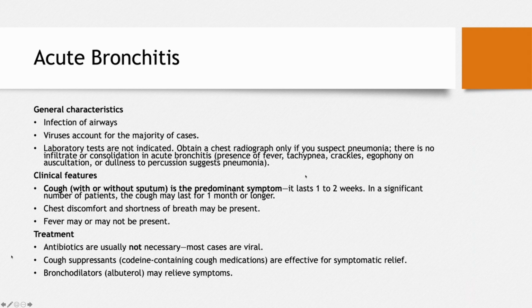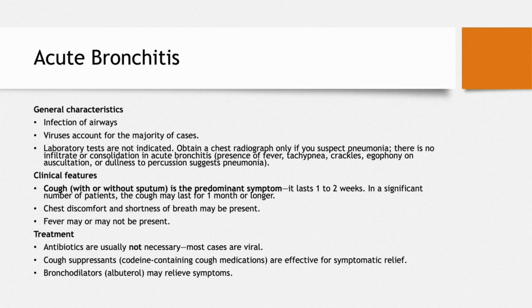How they usually present, it's usually cough. I always think of the lady, that Sweet Brown, "I got bronchitis" lady. That's the lady I think of when I think of bronchitis. But they usually come in with a cough with or without sputum, and it can be 1 to 2 weeks of this consistent cough.